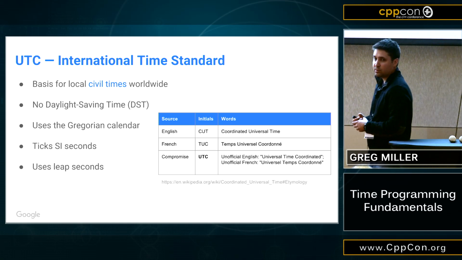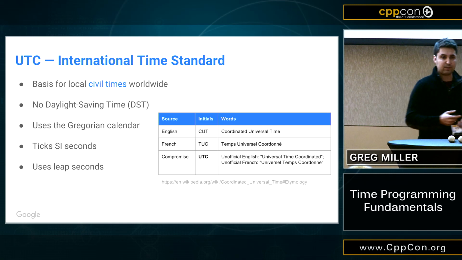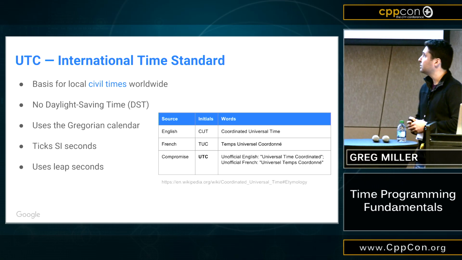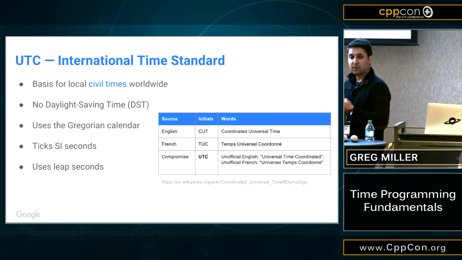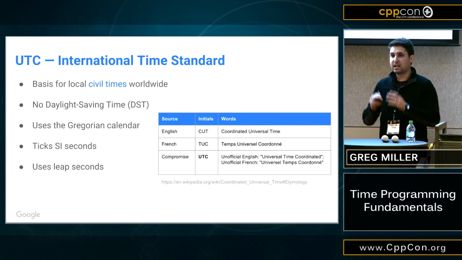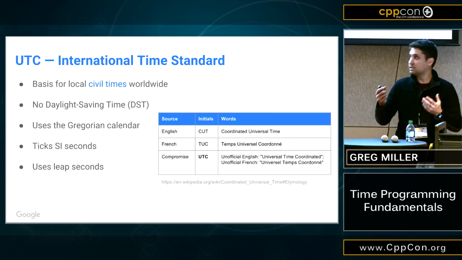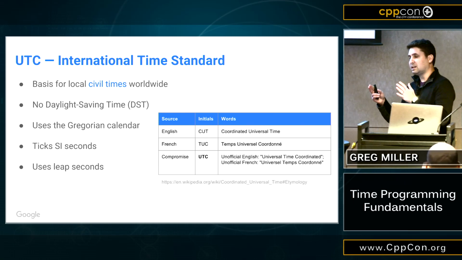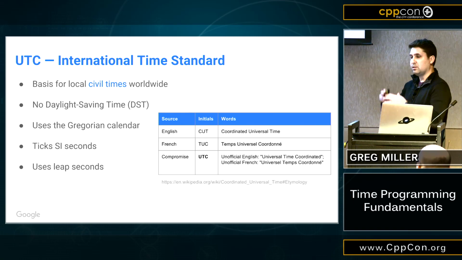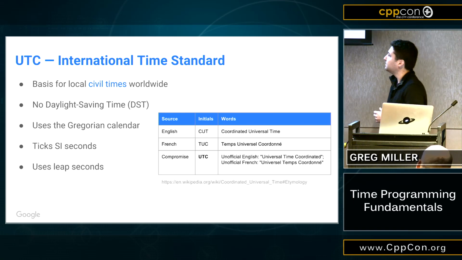In UTC, there is no daylight savings time. There are no transitions. Every day has exactly 24 hours. And the UTC clock ticks SI seconds. So every second in UTC is exactly a fixed length defined by an atomic clock. And UTC uses leap seconds so that the UTC clock stays in sync with the solar clock, where the sun actually is.